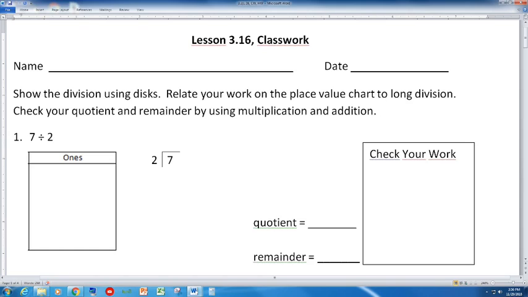We're going to be reviewing Unit 3, Lesson 16 Classwork. For this, we're going to be doing division, but we are not going to be doing the standard way of division. We're just putting that there to show kids how division can also be written.